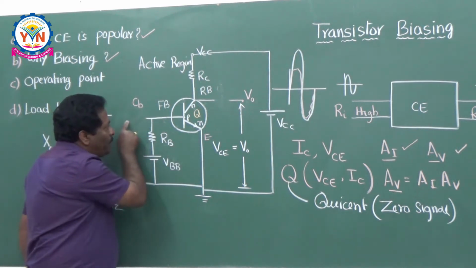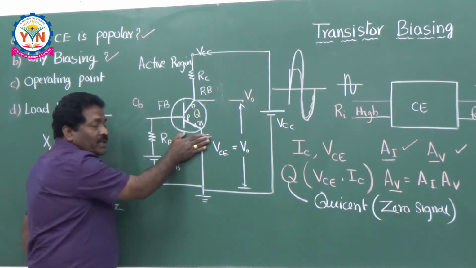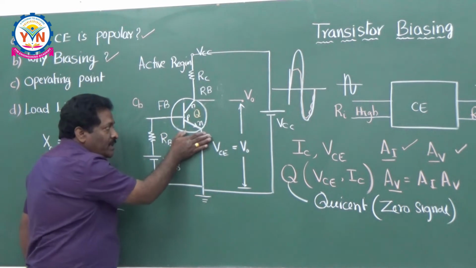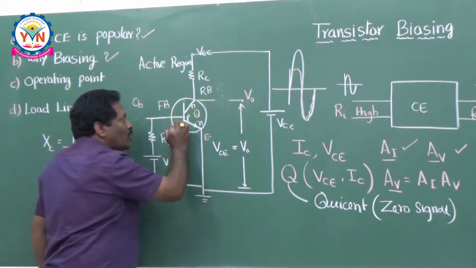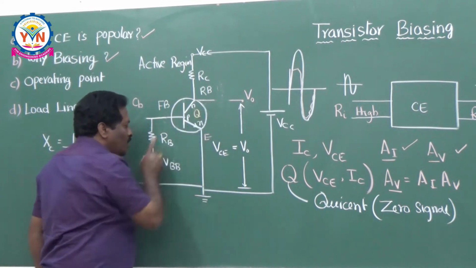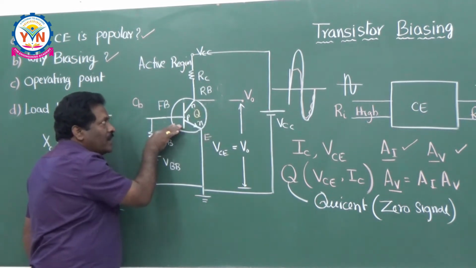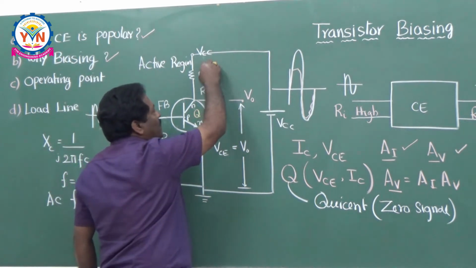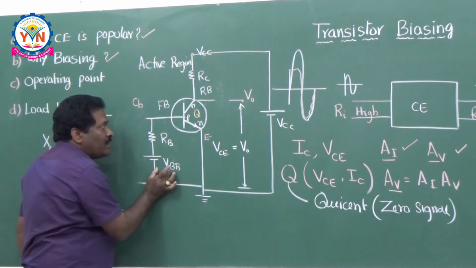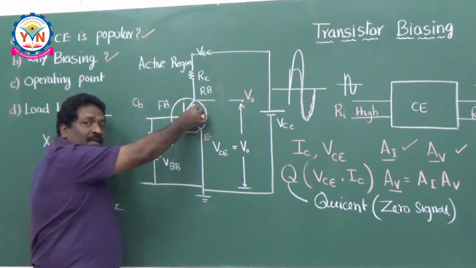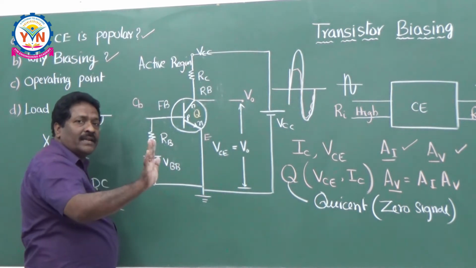Before applying the signals, the transistor is biased in the active region. Active region means the emitter junction is forward biased and the collector junction is reverse biased. To keep the transistor in this position, you apply VBB for forward biasing of the base and VCC for reverse biasing of the collector. You are applying only DC volts and there is no signal at all.